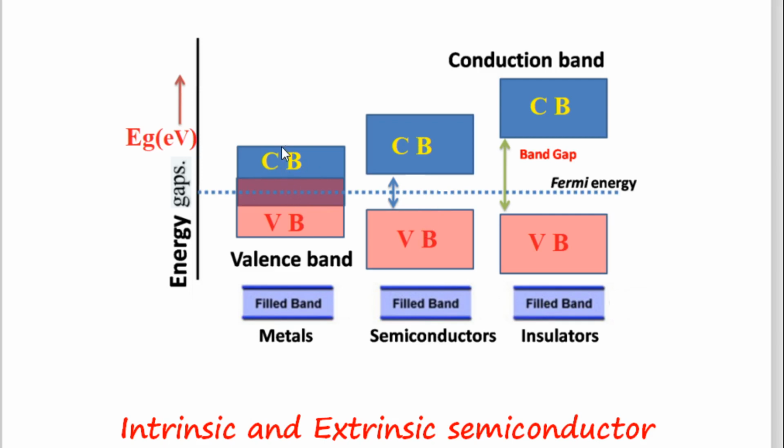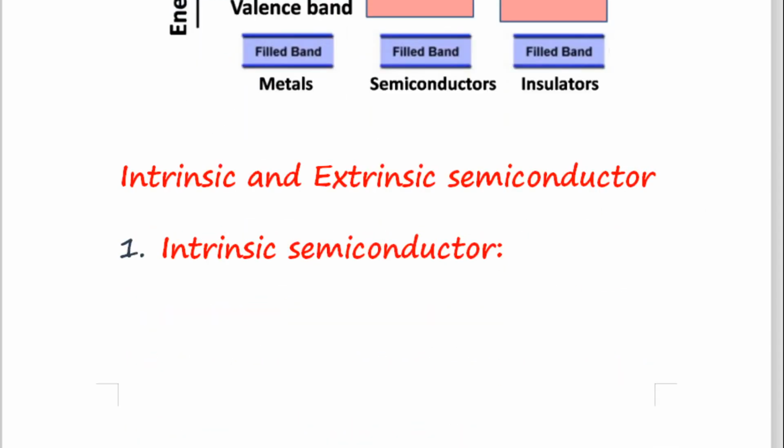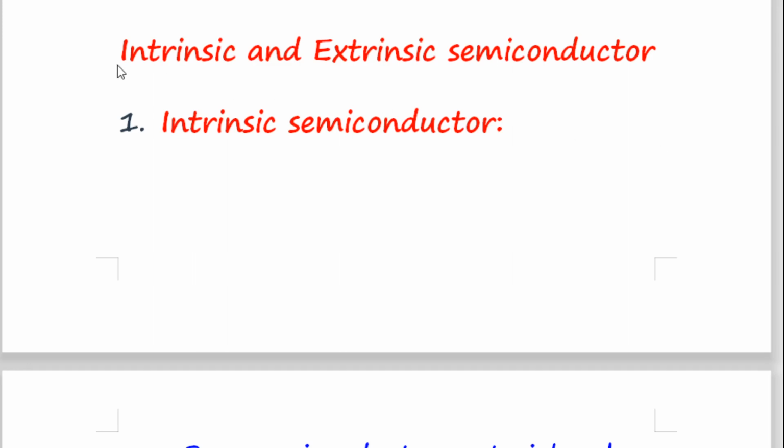So the conduction band and valence band overlap each other. This is a very important concept of Fermi energy, because it will be required in understanding the light emitting diode and all other electronic applications. Now we'll come to intrinsic and extrinsic semiconductors.